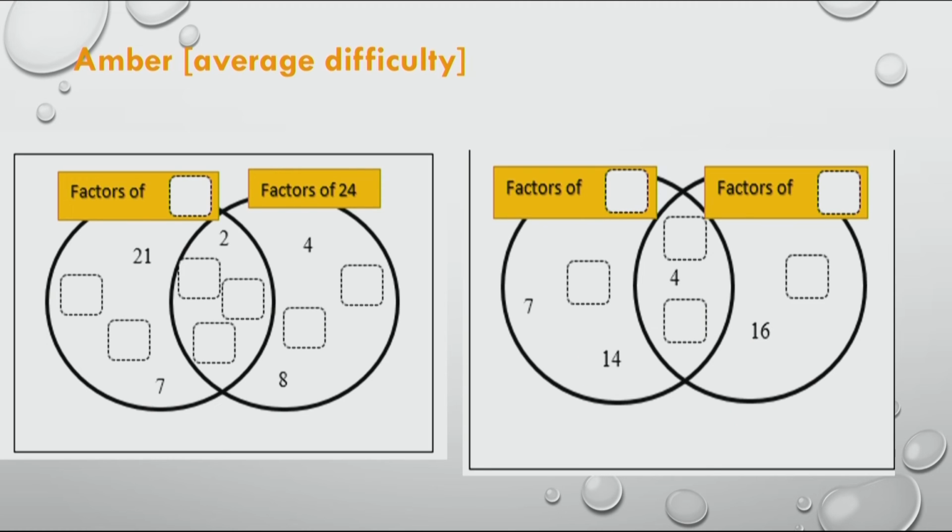Amber, average difficulty. Okay? You need to figure out the missing values there. You've got the factors of 24 in one circle. You've got the factors of something in the next circle, so you need to figure out what that is. And similarly, in the next two, everything is blank, and with a couple of numbers, you need to figure out the answer. Okay, that's for the average difficulty student.